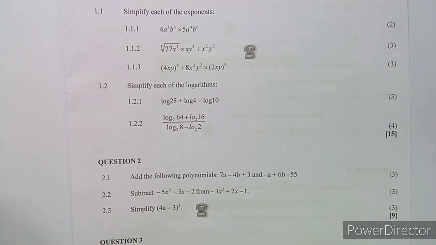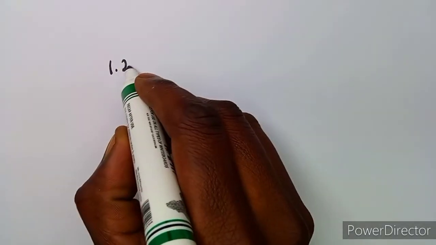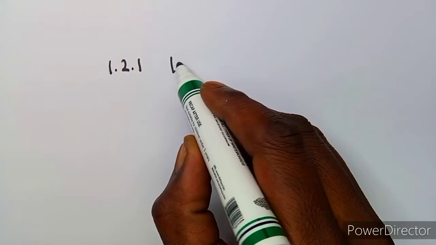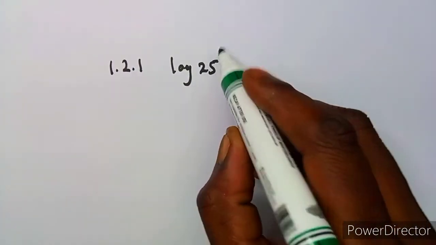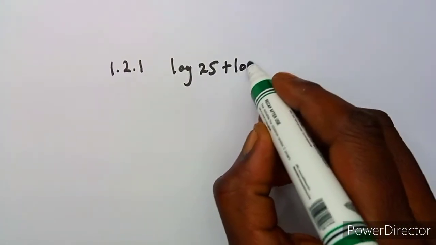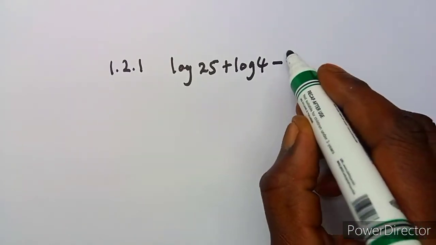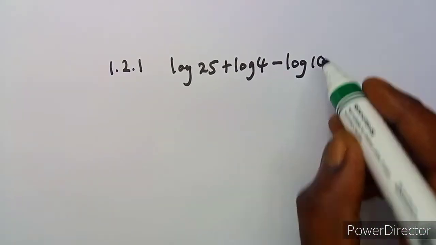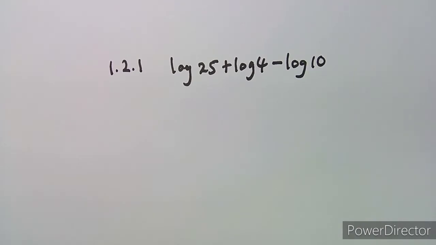Simplify each of the logarithms. All right, so with logarithms, the best part that you are supposed to know again is that there is nothing on logarithms. It's all about the laws of logarithms only. That is what you need to know. All right, let's do this, guys.